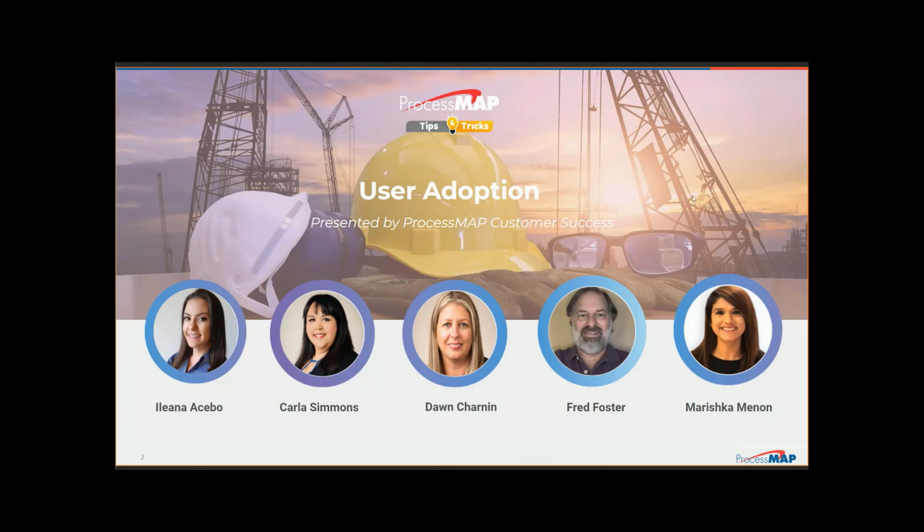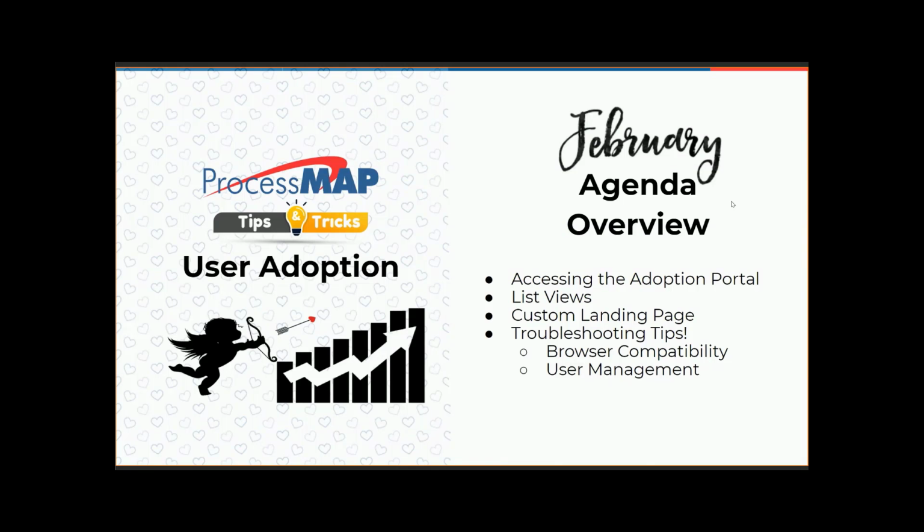Get right into it. So February's topic is all about user adoption, making your users fall in love with the system. We're going to dive into the adoption portal, custom landing pages, list views, and also provide some troubleshooting tips because we all know that quick turnaround on reported issues is so critical to your user adoption. And speaking of critical, I'm going to go ahead and send it over to Fred. He's going to tell us why user adoption is so important.